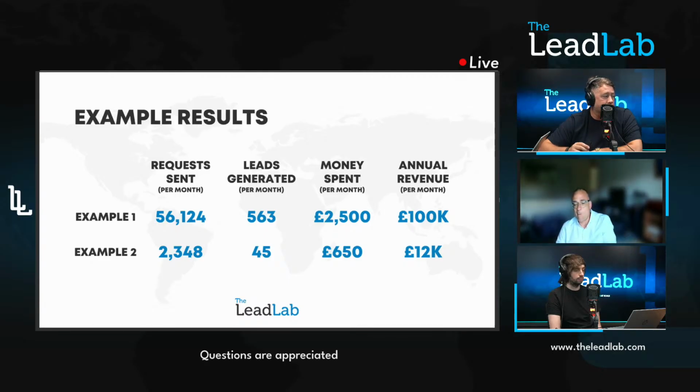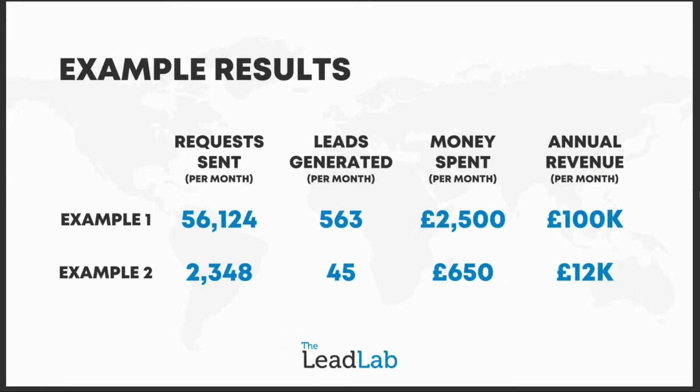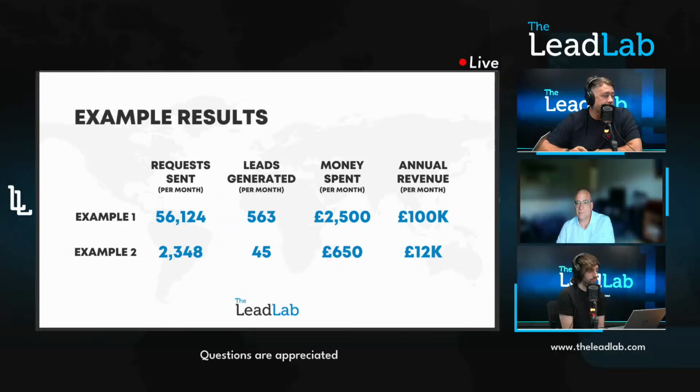And obviously just some examples of revenue from clients and around the amount spent. So like example 1, 56,000 connection requests we sent across a lot of profiles. They spent $2.5K with us, generating around 100K, which is one of our best examples. And then a smaller business across 3 profiles, doing 2,348 requests, generating 45 leads a month, with a little $650 a month. I think it's actually $450 now, creating around £12,000 annual revenue. So the numbers work for small businesses and one-man bands, all the way up to big businesses that we work with.